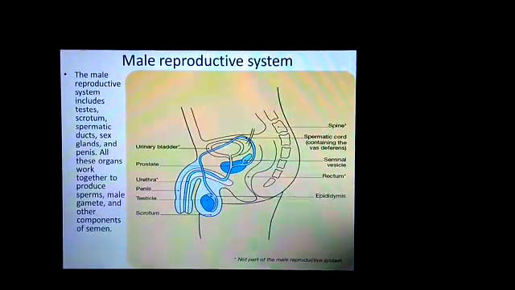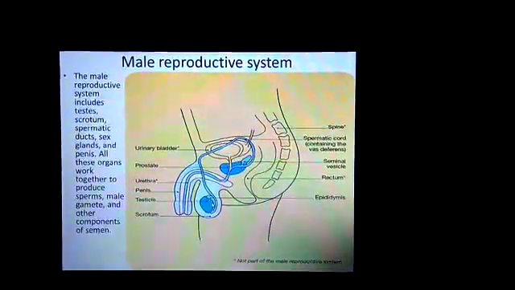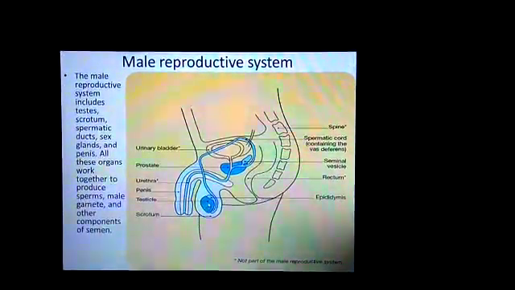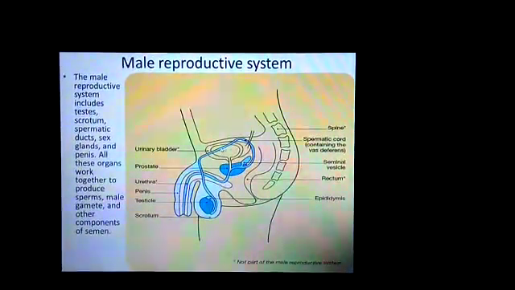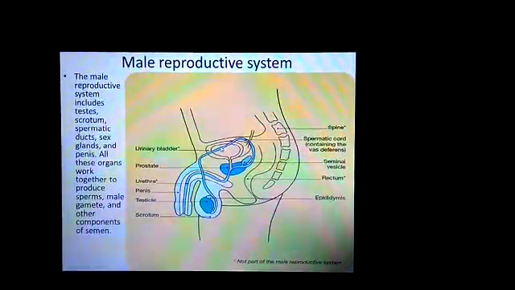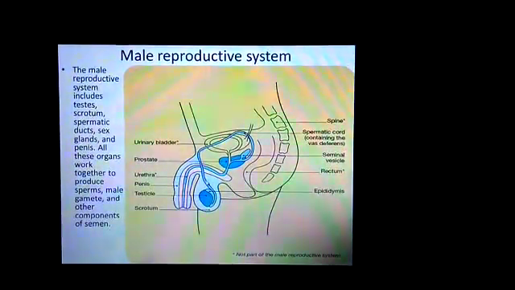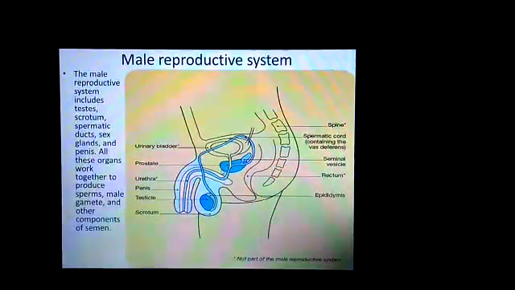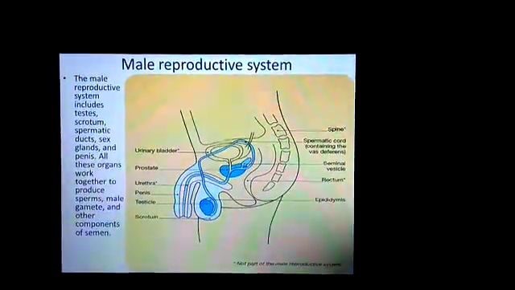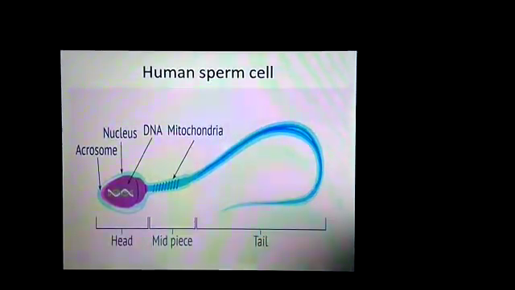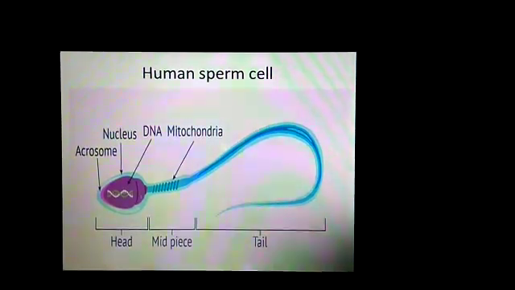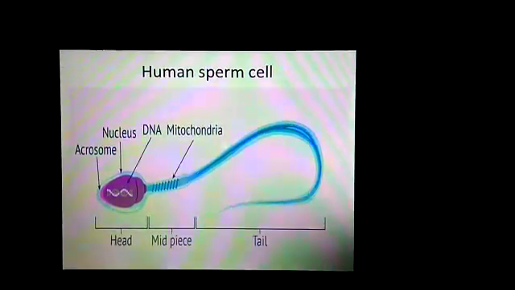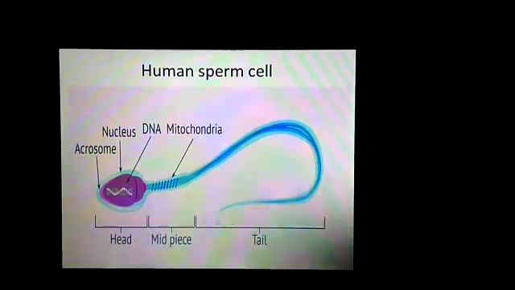The main parts of the male reproductive system are the testis, scrotum, seminal vesicle, and epididymis. These are the main parts of the male reproductive system. Now this is called the human sperm cell. It has 3 main parts: head, middle piece, that is the neck piece, and the tail.